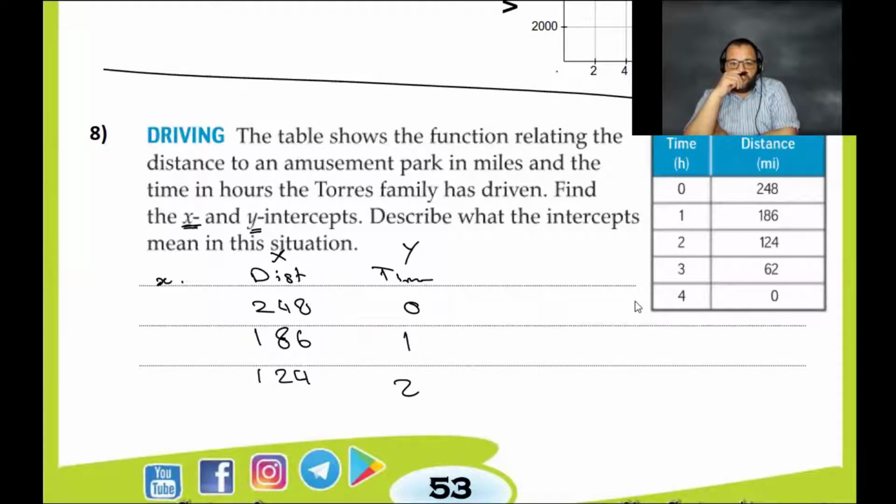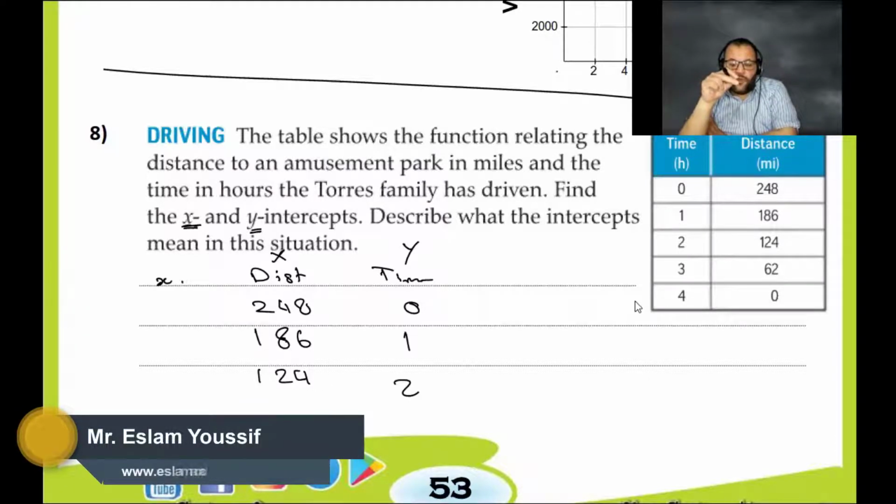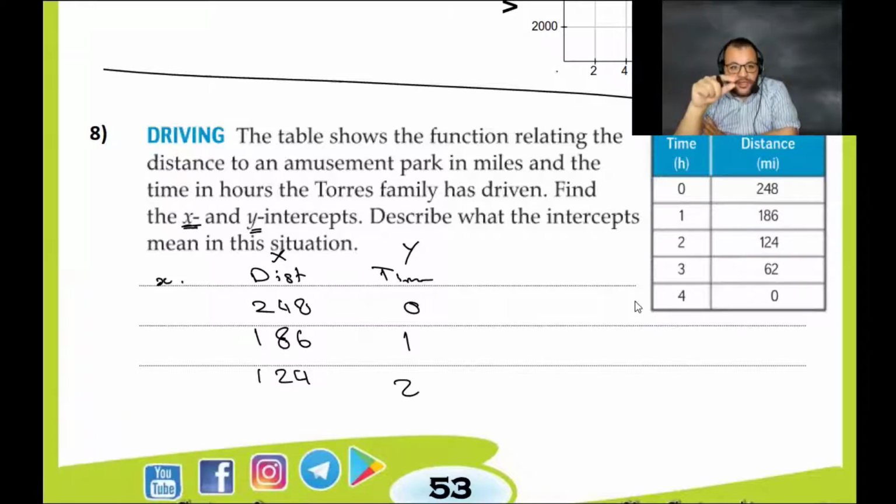The reason why it's x is because x is an independent variable, while y is dependent. Y depends on the change that happens in x. Grade 9, I repeat this one: y depends on x. Does the time depend on the distance or the distance depend on the time? The distance depends on the time.